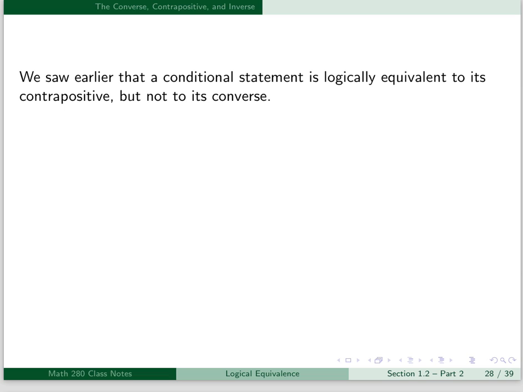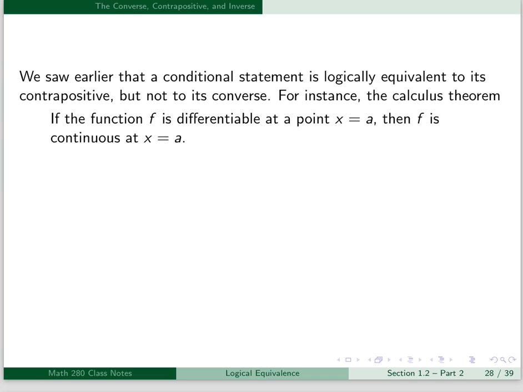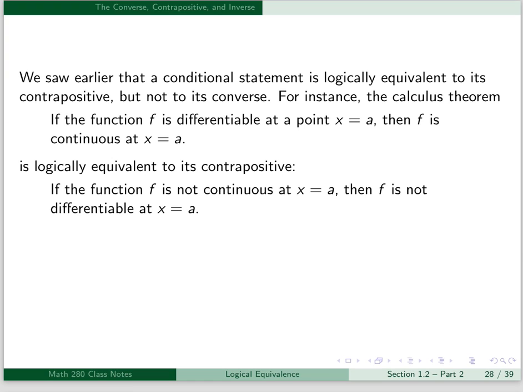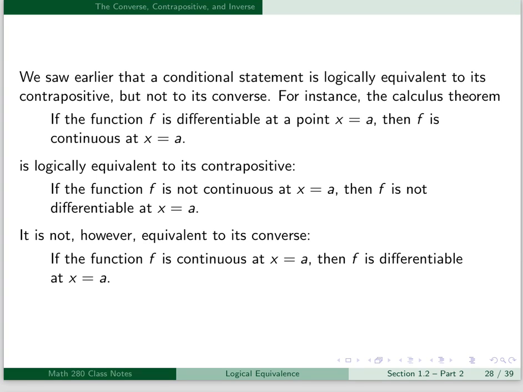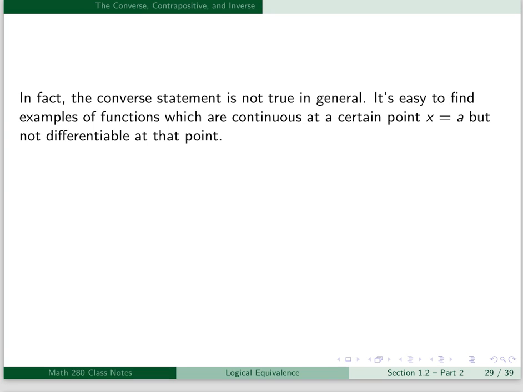We saw earlier that a conditional statement is logically equivalent to its contrapositive, but not to its converse. For instance, the calculus theorem, if the function f is differentiable at a point x equal a, then f is continuous at a, is logically equivalent to its contrapositive, which would read, if the function f is not continuous at x equal a, then f is not differentiable at x equal a. It is not, however, equivalent to its converse, which reads, if the function f is continuous at x equal a, then f is differentiable at a. In fact, the converse statement is not true in general.